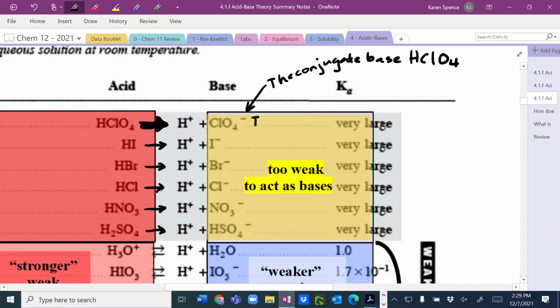Okay? So the conjugate bases of strong acids are actually too weak to act as bases.